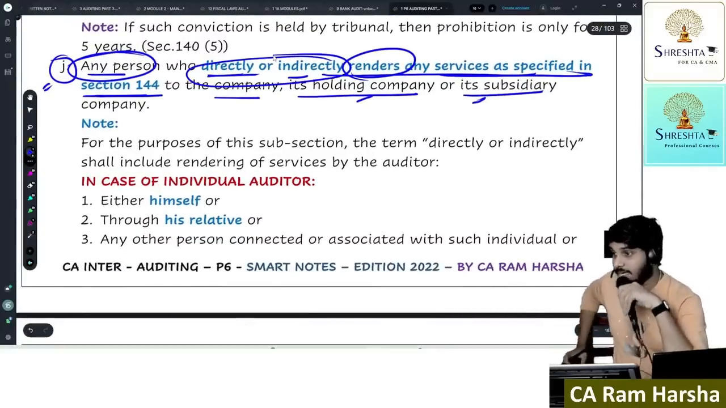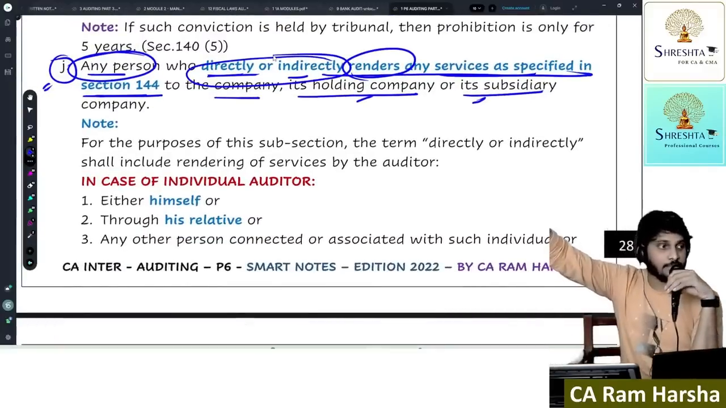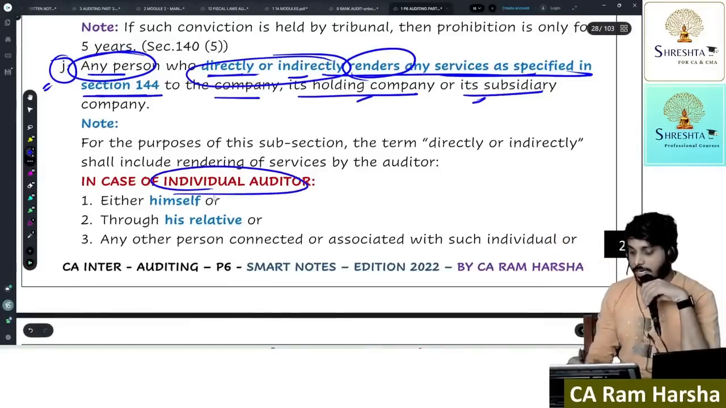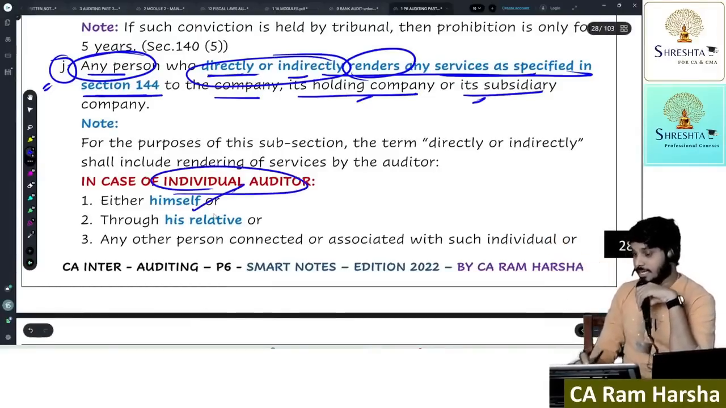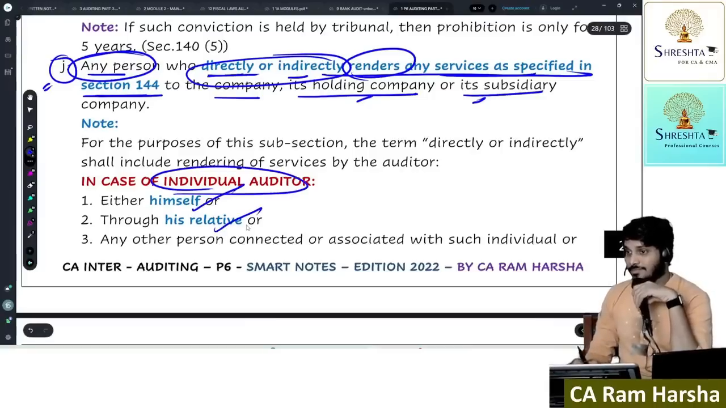Next, they are using the words directly or indirectly. What do you mean by directly, indirectly? If I provide the service only to the company, in case the auditor is a sole proprietor himself, that is direct. Through a relative, indirect.